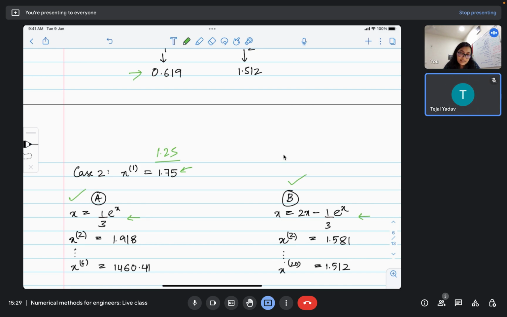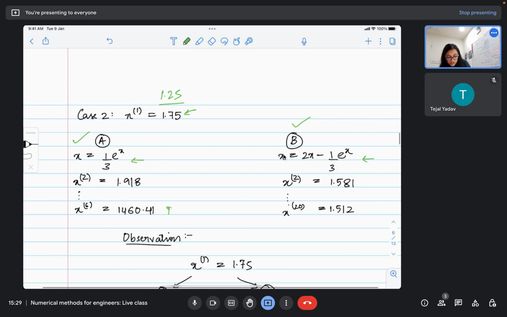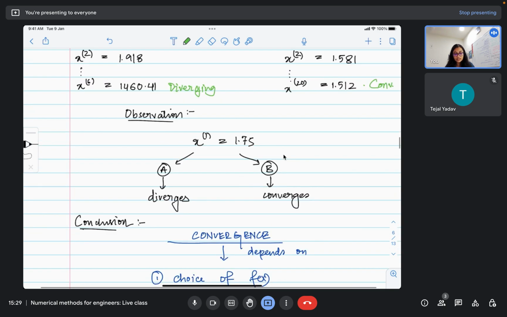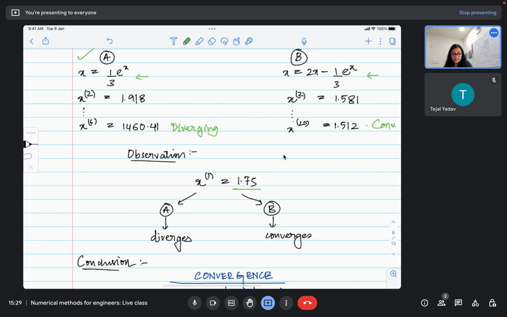Exactly. So in technical terms, what is this called? In this, the root is diverging. Here we are converging towards the root. So the observation is that when we have changed the initial guess and it is recasted in form A and form B, in form A, when the initial guess was 1.75, the root has diverged, and in form B it has converged.